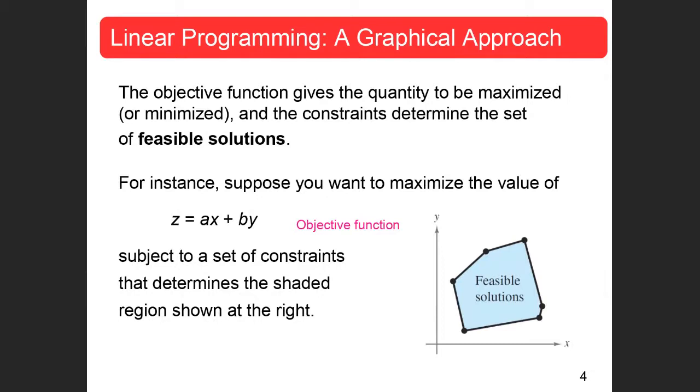For instance, suppose you want to maximize the value of z is equal to ax plus by. That's our objective function, subject to a set of constraints that determines the shaded region shown at the right. So this is my shaded region, and this is my objective function.